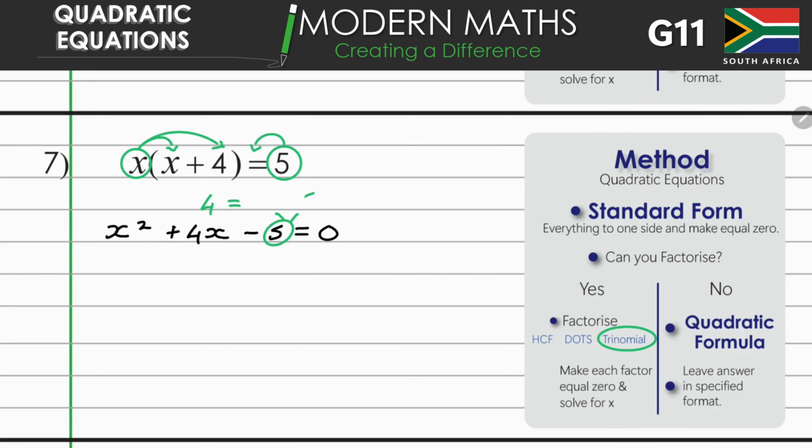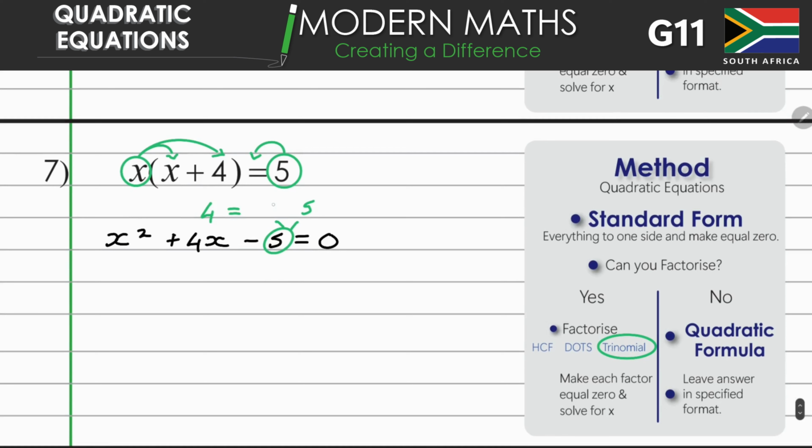So if I use the factors of 5, it's a prime number, so it only has two factors. 1 times 5 will give me 5. So I need to use that to get positive 4. So if I say plus 5 minus 1, that will give me positive 4 like I have in the middle. From there, I can formulate my two brackets of x minus 1, x plus 5. Bear in mind the order of my brackets don't matter because the order of multiplication doesn't matter. 3 times 4 is 12 and 4 times 3 is 12.